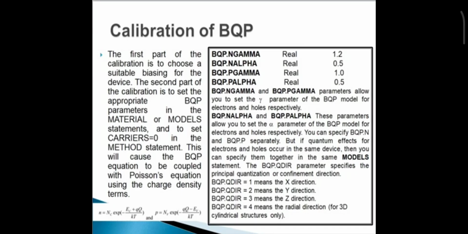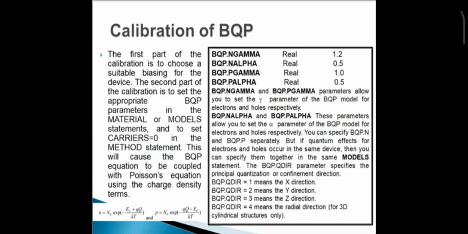Next one, BQP.QDIR parameter specifies the principal quantization or confinement direction. BQP.QDIR is equal to 1 means X direction, 2 for Y, 3 for Z, and 4 for radial direction, or we can say for 3D cylindrical structure only. For example, if a MOSFET channel is in XY direction, the direction of the confinement is in Z direction, you would set BQP.QDIR is equal to 3.